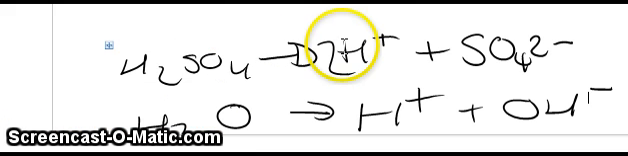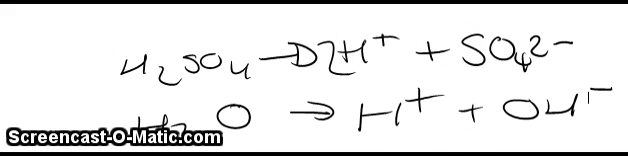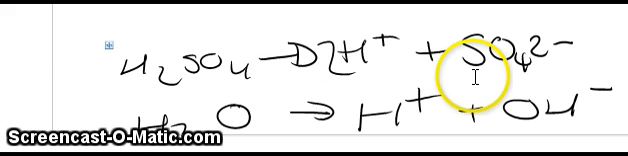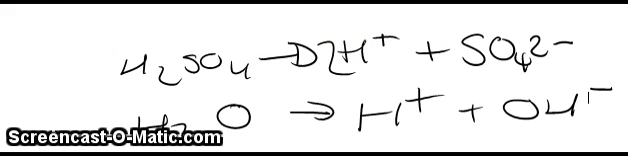So the sulfuric acid breaks down to give us 2 hydrogen ions and a sulfate ion, and the water breaks down to give us a hydrogen ion and a hydroxide ion. Okay, so what happens at the cathode? So cations go to the cathode, so that's pretty straightforward.